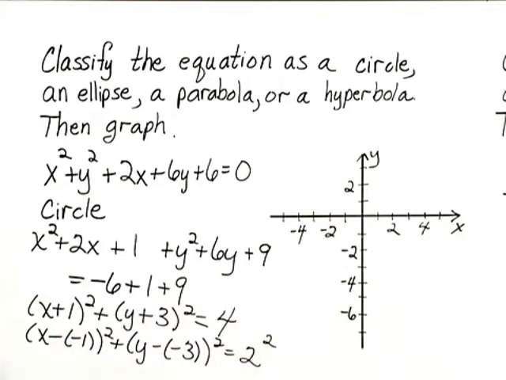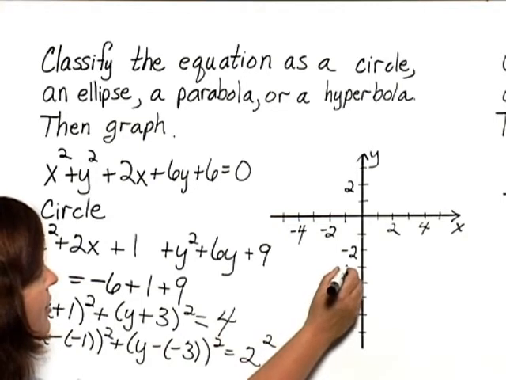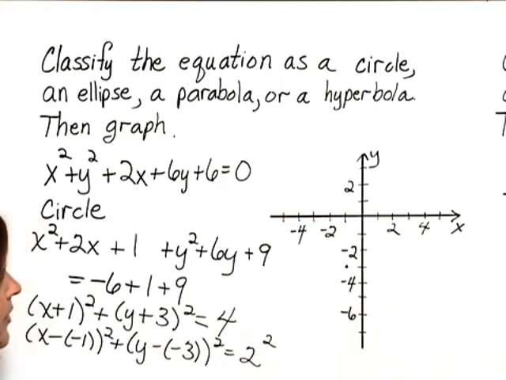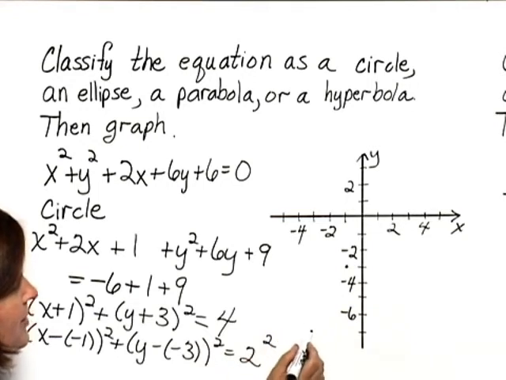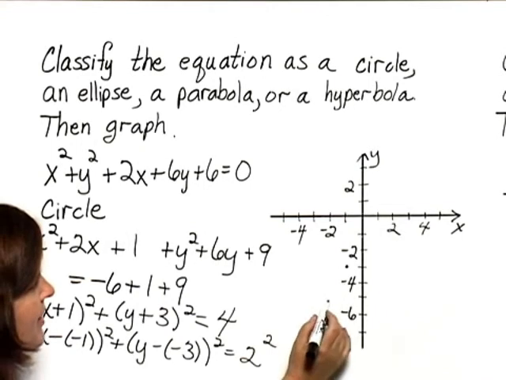Now we'll go ahead and mark the center on the graph, -1, -3, but it's not technically part of the graph of the circle. The circle is the graph of all the points that are 2 units away from that center. If you have a compass, you can set it for 2 units and draw a circle. If you don't, like I don't here, we can count 2 units in some directions and mark some points on the circle and then sketch it.